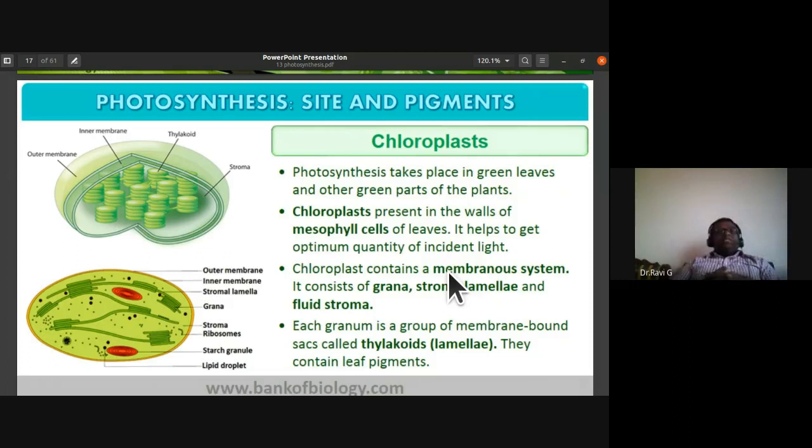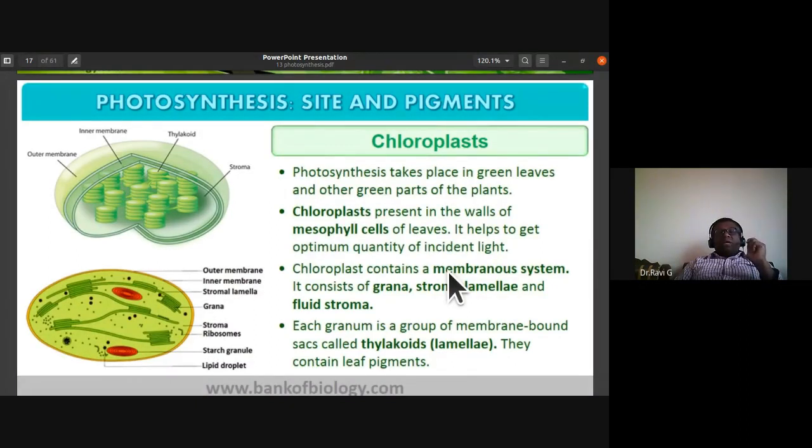See, photosynthesis takes place in green leaves and also in other green parts of the plant. Chloroplasts are present in the walls of mesophyll cells of leaves. So, the leaf is the kitchen of the plant. You know that major photosynthesis takes place in the leaves. Leaves have mesophyll cells. This mesophyll, palisade or spongy chlorenchyma, is richly filled with chloroplasts.